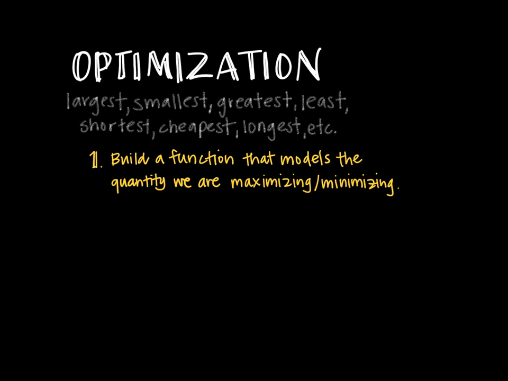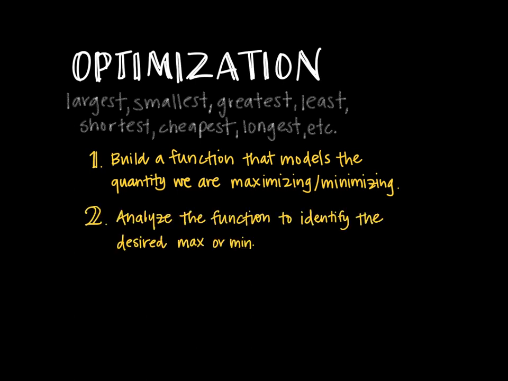The second step is to analyze the function to identify the desired max or min that you're looking for. Then the third step, which is so often forgotten, is to make sure that once you've analyzed the function and found that max or min, you use that information to go back and answer the original question that you've been asked.